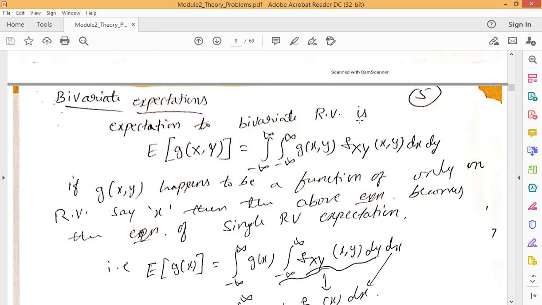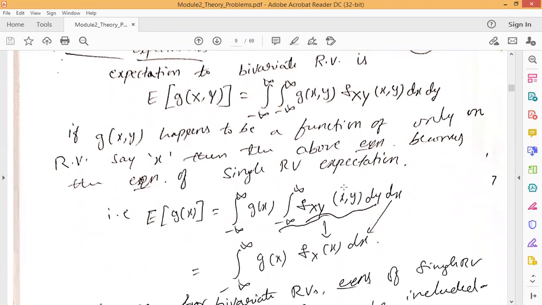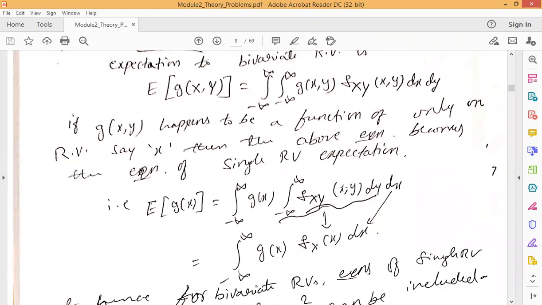You can remember the equation of expectation of a single random variable. There we used to write expectation of g of x is equal to the integral of g of x into f_X of x into dx. Here, since we have two random variables, this is the equation. Here g of x comma y represents an arbitrary function of two variables. And suppose this g of x comma y happens to be a function of only a single random variable, for example x, then the equation that you get represents the expectation of a single random variable.